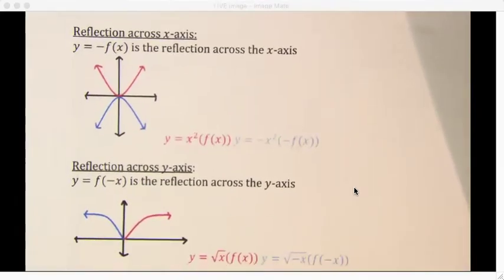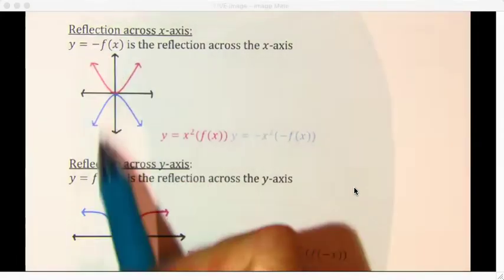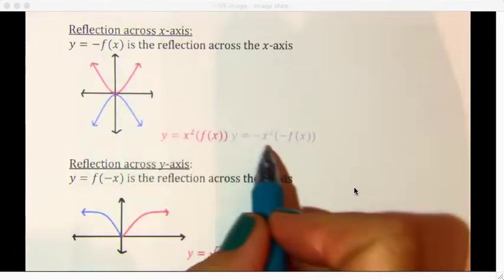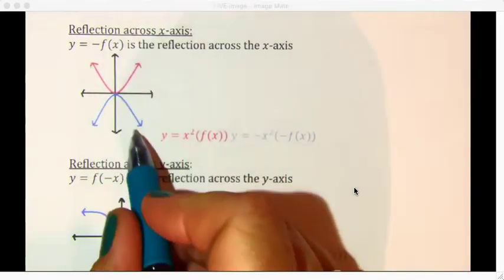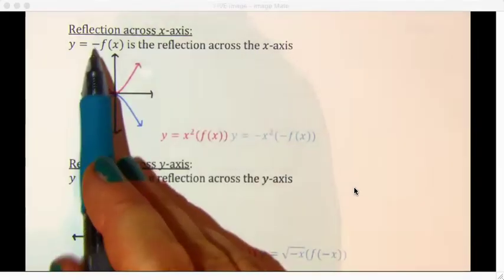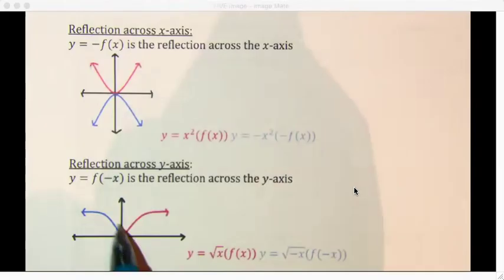So let's first take a look at reflecting across the x-axis here. If I have a negative out front on my function, if this were my original function and I multiplied by a negative out front, then it would reflect across the x-axis. Reflecting across the y-axis is having a negative on the inside. So notice the difference here where it's on the outside or inside the function. If it's on the inside, it's reflecting across the y-axis. So if this was my original, then this would be the reflection.